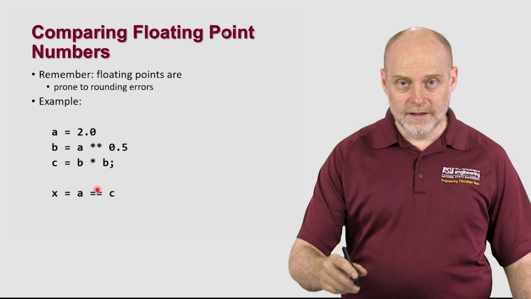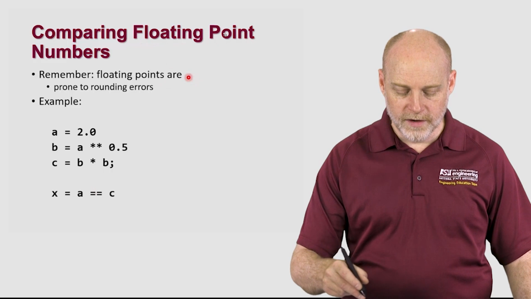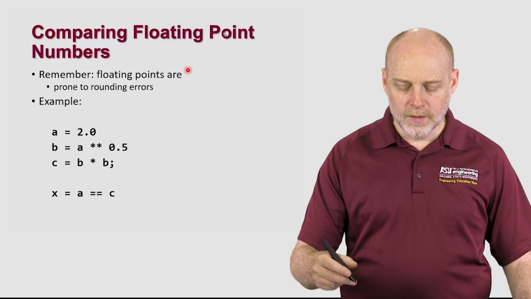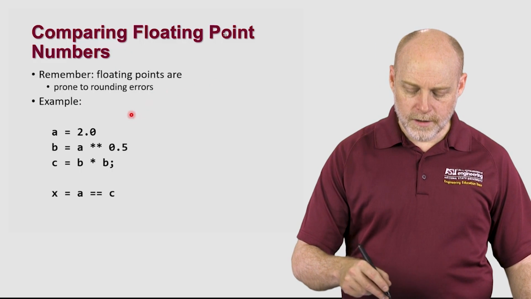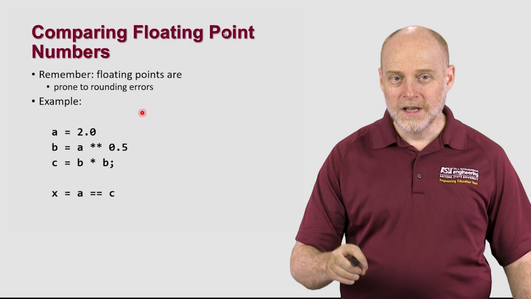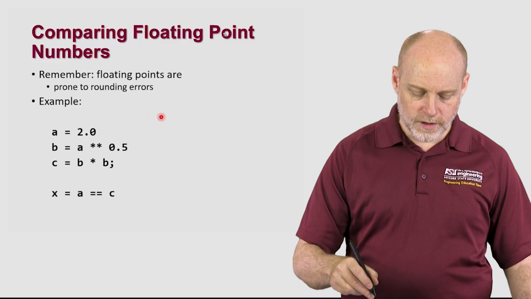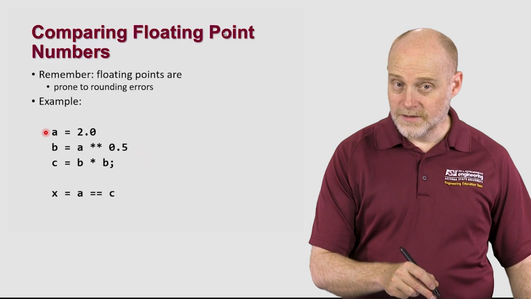Now, a couple of caveats when you're dealing with relational operators, especially when you're comparing floating point values. Always remember that floating point values are prone to rounding errors. So we can often not store an exact representation of many floating point values in a floating point variable. Here's an example where that could come out different than you might expect.